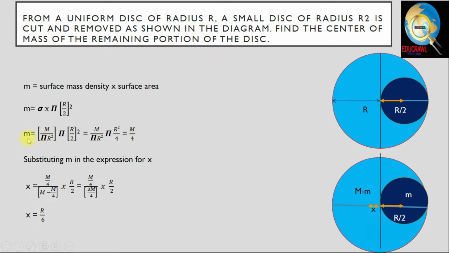Now this value of small m we have to substitute in the expression for x we saw in the previous slide. Substituting that, we get x is equal to (M by 4) divided by (M minus M by 4) into r by 2. M minus M by 4 we know is 3M by 4. So simplifying this, we get the value of x as r by 6.